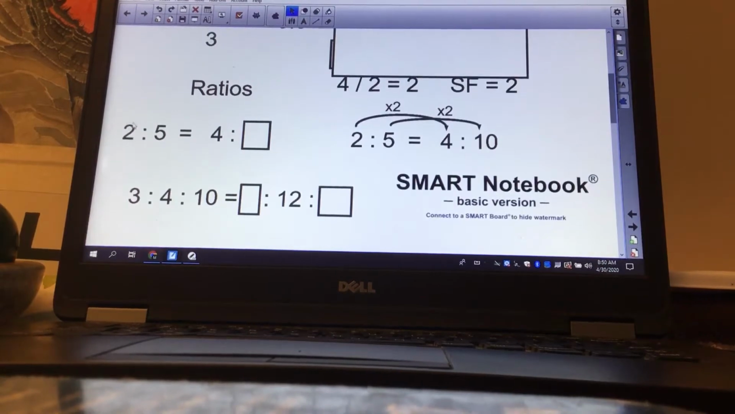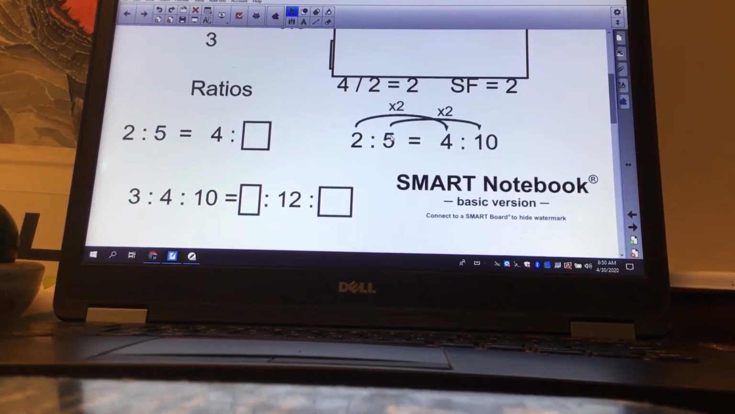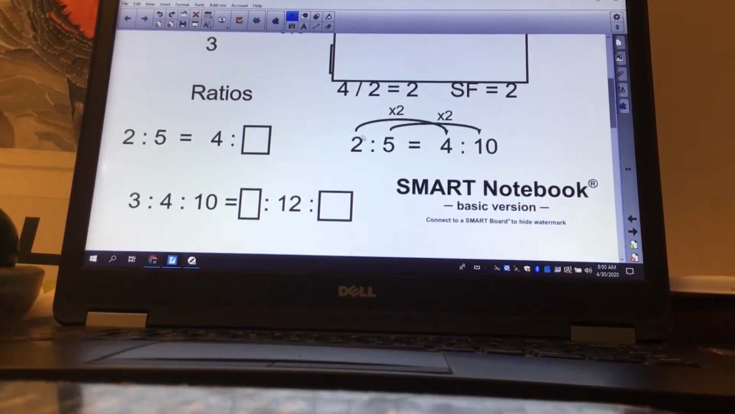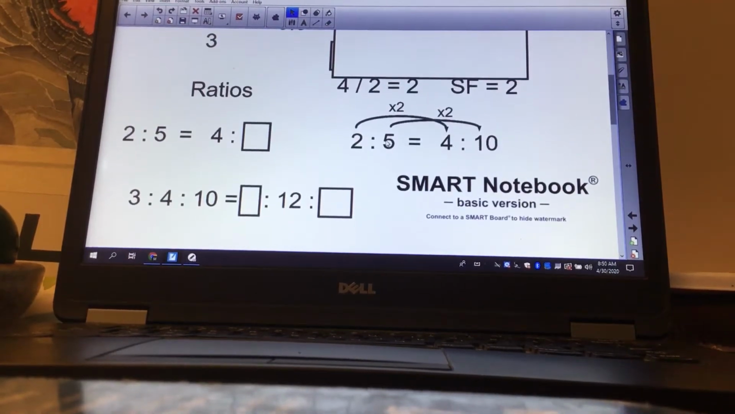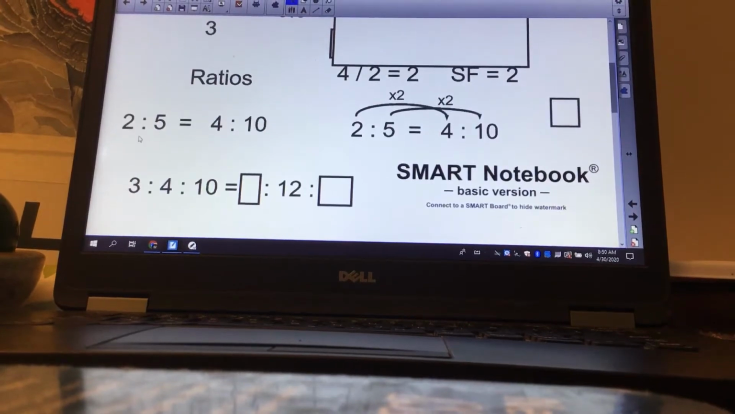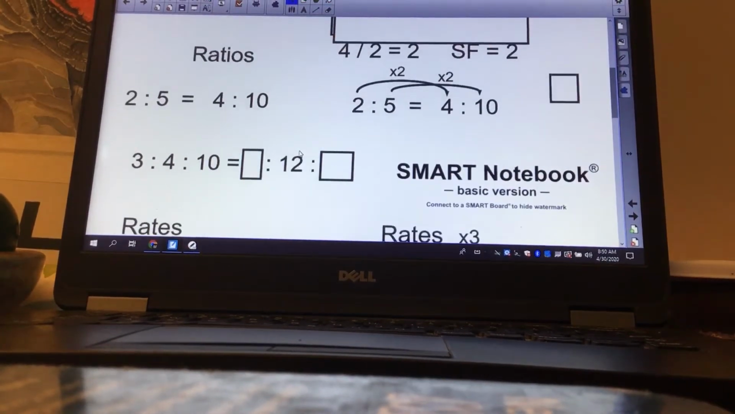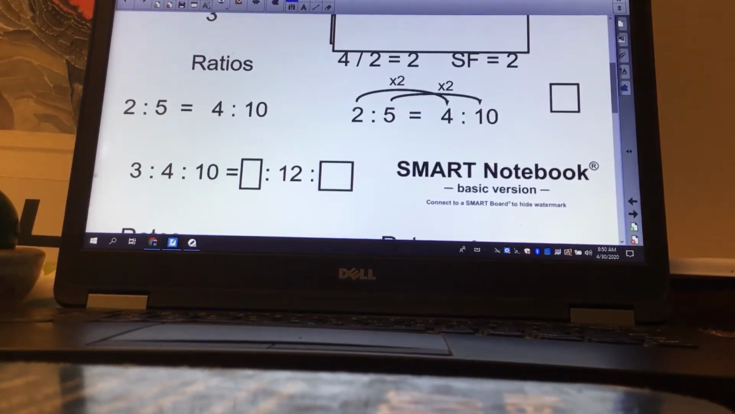Whatever I do to the left-hand side, so 2 goes up to 4, so I'm multiplying by 2. So I do the same thing with 5. Okay, so 2 has a relationship with 4, 5 has a relationship with this number, so this number becomes 10. Okay, I multiplied left and right by 2.